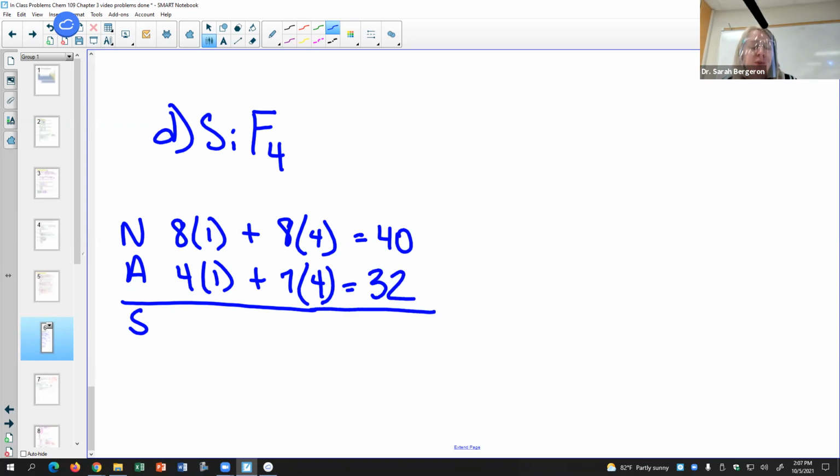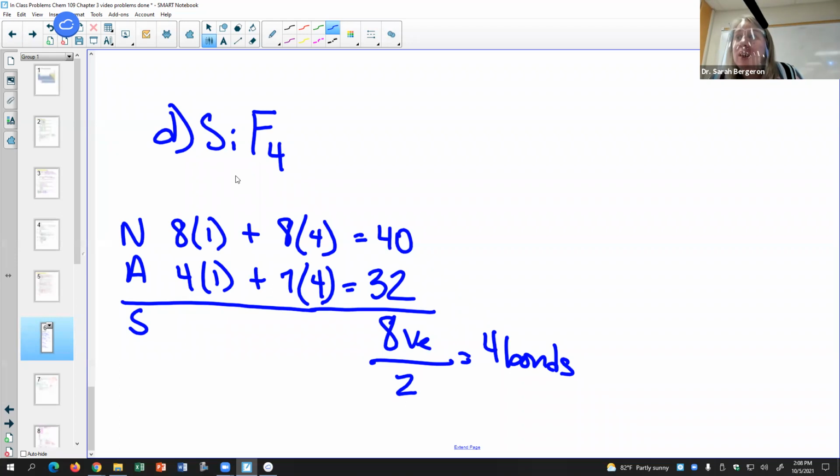32. Subtract, what's our difference? 8. To get my number of bonds, I divide by 2, I get 4 bonds. And it kind of makes sense. Fluorine is a halogen, right? Fluorine can only make how many bonds?